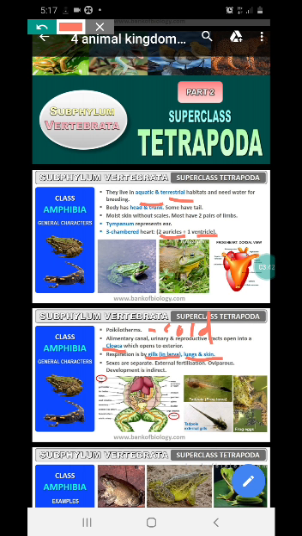And how does fertilization happen, children? Both the male and the female deposit their eggs and sperms in water, and fertilization takes place externally. Clear? Fertilization is external, and as they lay eggs, they are called oviparous. And the development is indirect. You know that there is a larval stage in between. So the development is indirect. Clear?